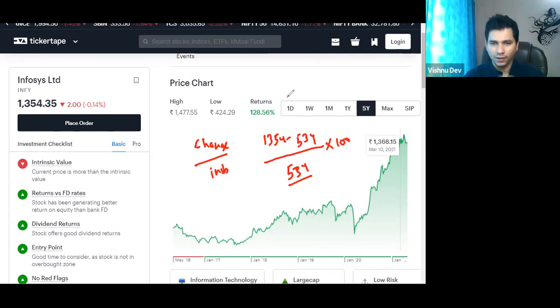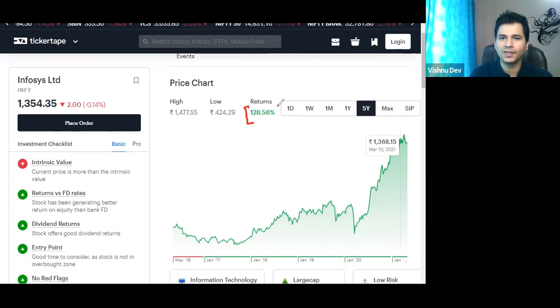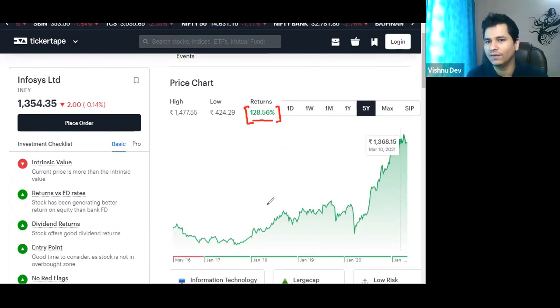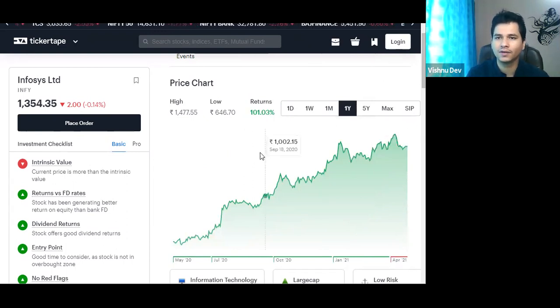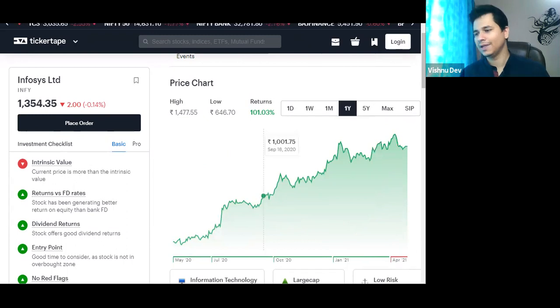Okay, so see, this is the 5 year. In 5 years, it has given only 128% return. In 5 years, long-term investors still make profit. But in 1 year itself, it has given how many percent return? 101% return. Got it? But sir, is there any company which has made losses? Tell me, is there any company which had made losses?